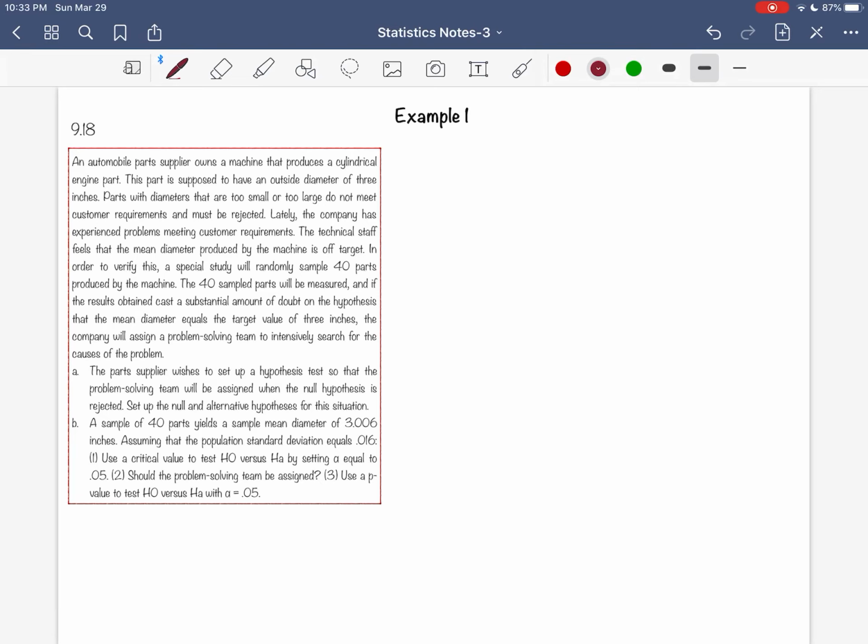This problem talks about an automobile parts supplier who owns a machine that produces a cylindrical engine part. So there's an engine part that is cylindrical. Here we go. And this part is supposed to have an outside diameter of 3 inches. So there's an inside and outside, apparently, parts to this, something like this. Let's try to put it in the center. And the diameter of the outside ring is supposed to be equal to 3 inches. Just like that.